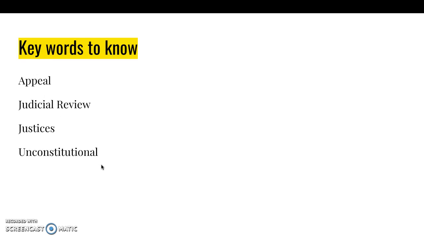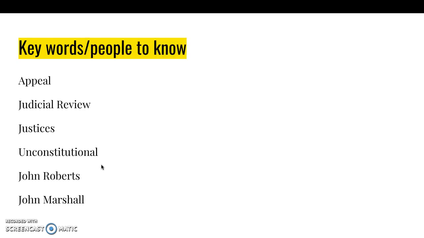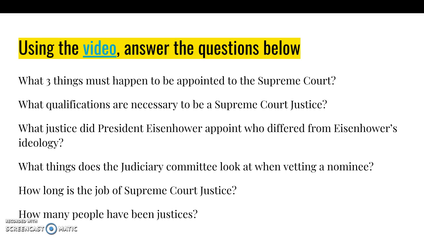So now what I want you to do is define these words: appeal, judicial review, justices, unconstitutional. You will also see that you need to define John Marshall and John Roberts. So you need to know who those people are. After you have done those words and terms and people, you should continue on and click on the video, the link right here that you will see in your notes, and you should answer these questions.